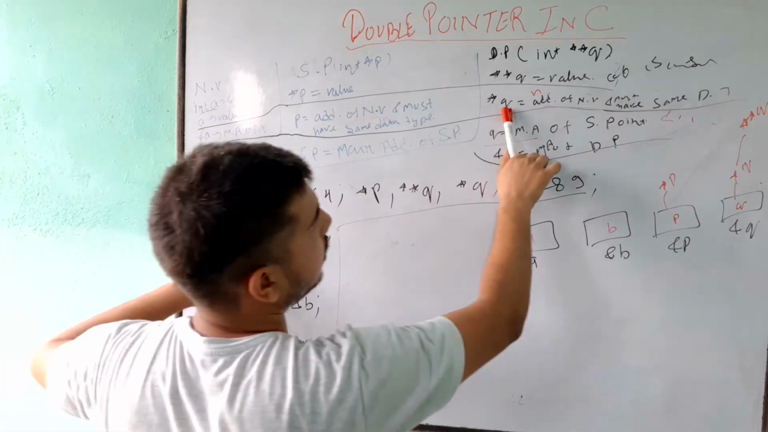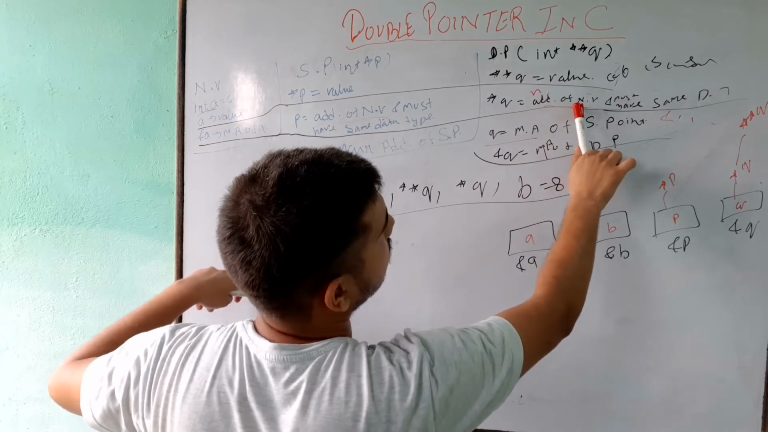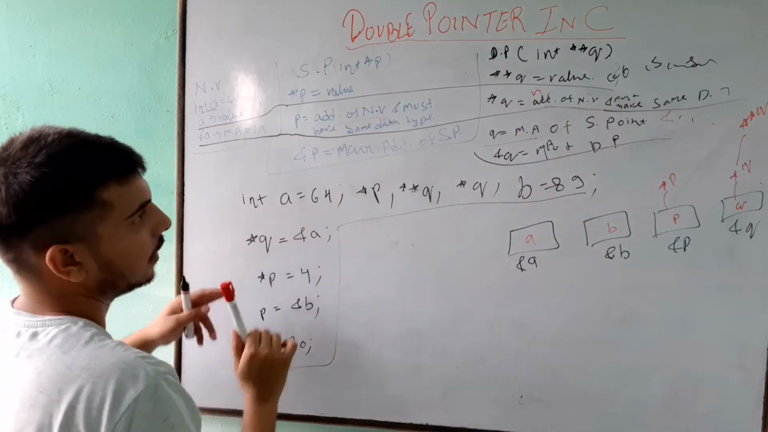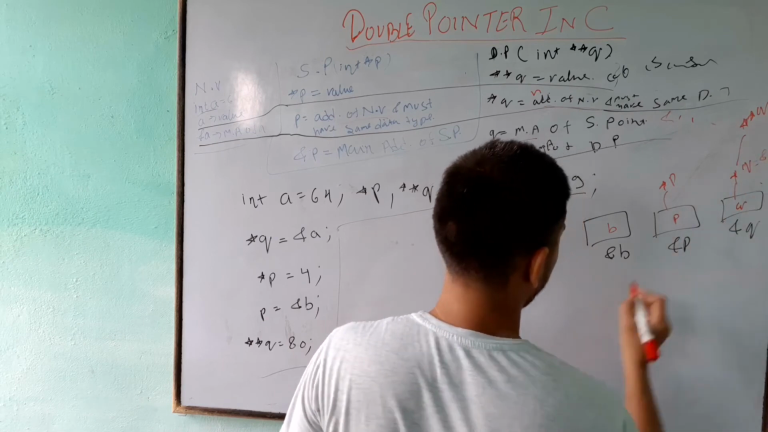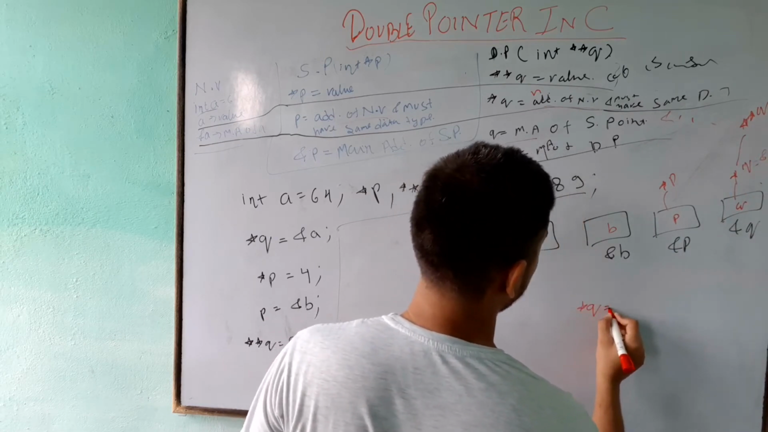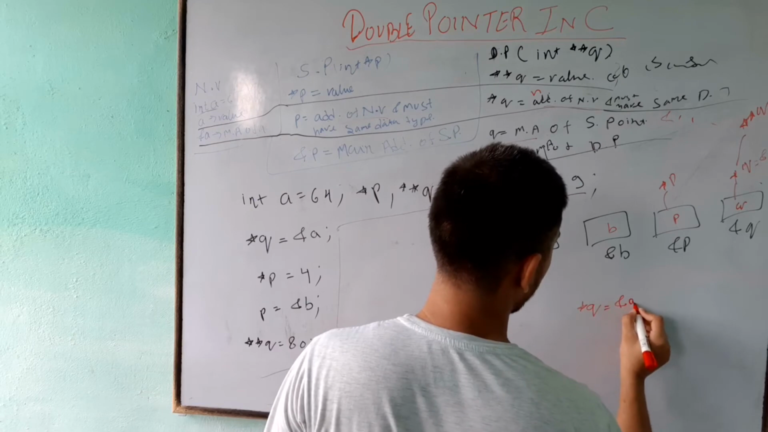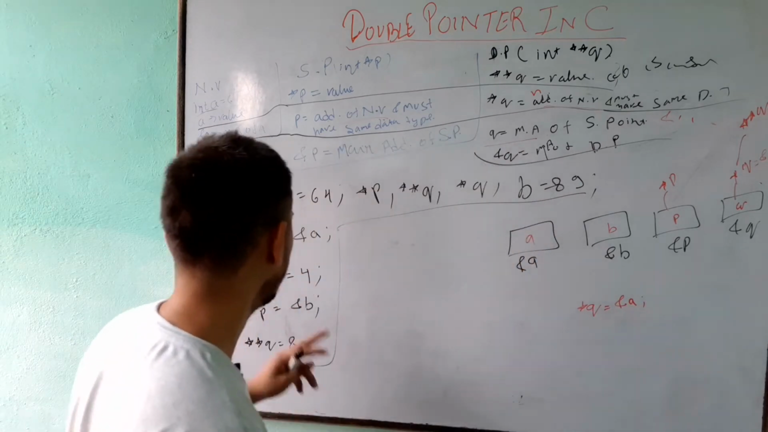Is it possible? *q should hold the address of a normal variable. Okay, it is holding the address of a normal variable. So now *q is holding the address of a normal variable. I can write it here: *q is holding the address of a normal variable. Okay, line number 1 done.